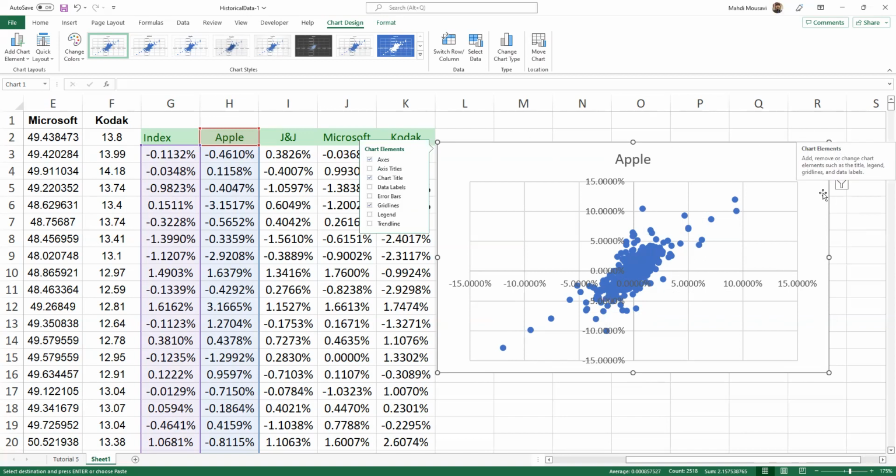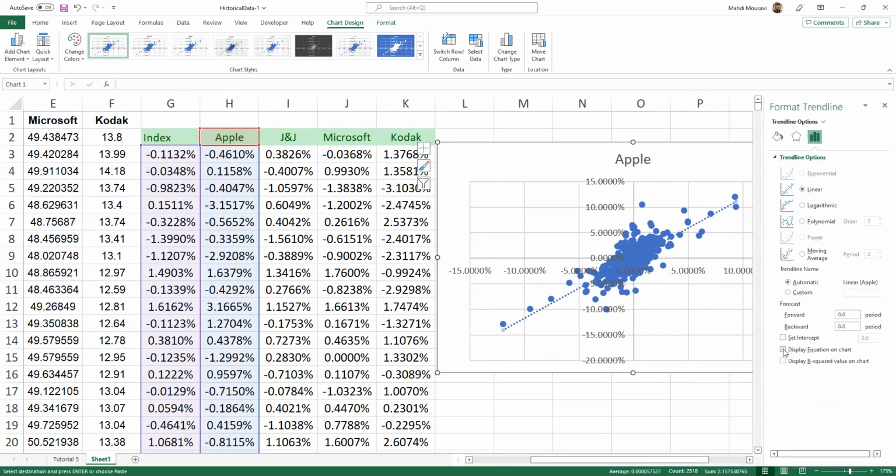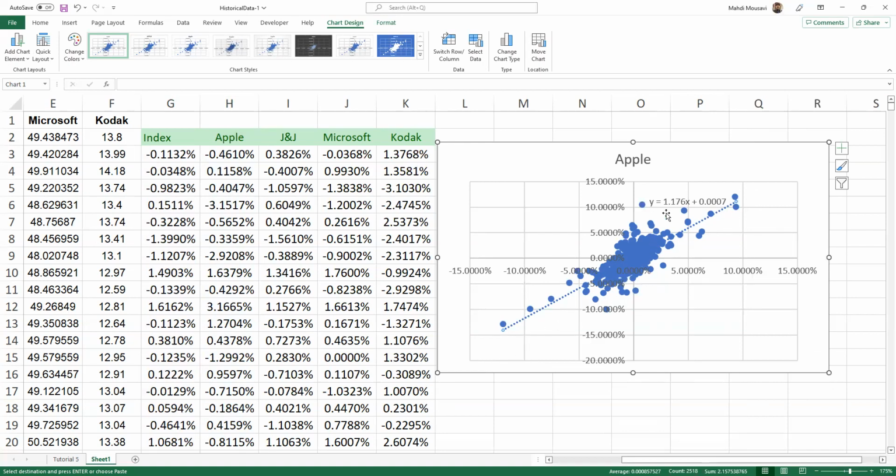If you press this plus button here in the right top corner of the chart, you have got some options, including trend line. If you click on it, a line will be fit. This is the line, we call it OLS, ordinary least square, or regression line, which represents the relationship between the return of index and Apple. And also, if you click on this point and press more options, here you can click display equation on chart. And you have got the equation of this trend line, which is 1.17x plus 0.0007. This 0.0007 is actually the intercept, and 1.17 is the beta, which is basically the slope of this line.